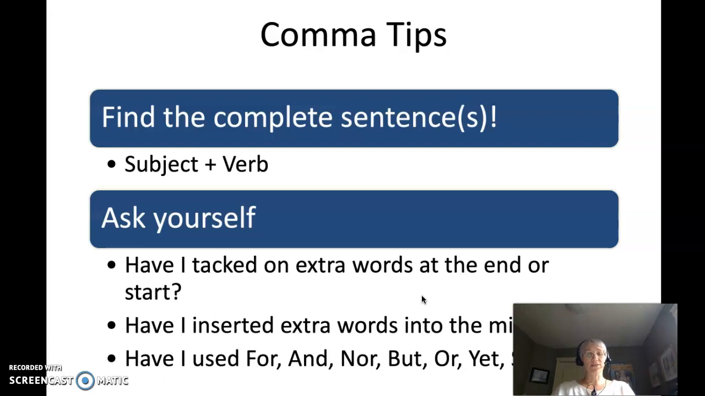You can also ask yourself if you've used one of the fanboys: for, and, nor, but, or, yet, so. If you can locate for, and then you can locate a subject and a verb at the beginning, and a subject and a verb after that conjunction word, you know you need a comma in front of that conjunction word.